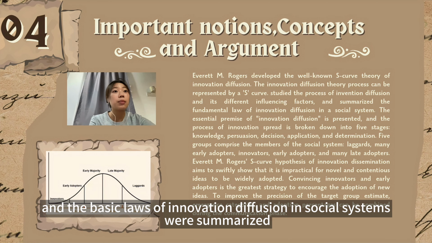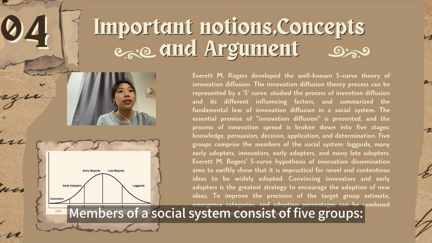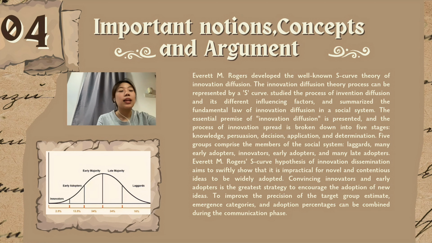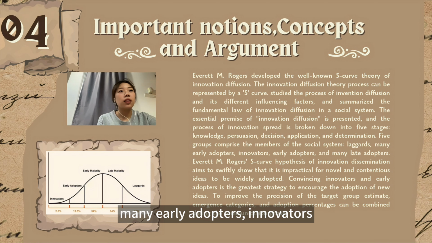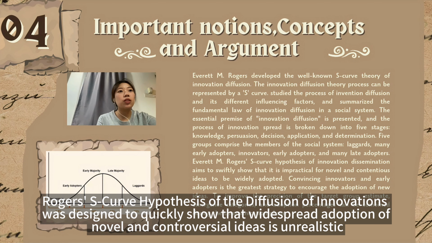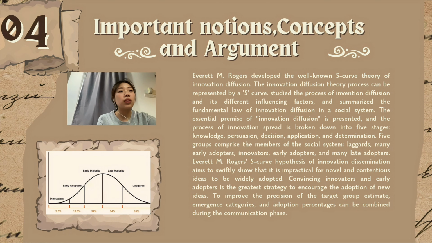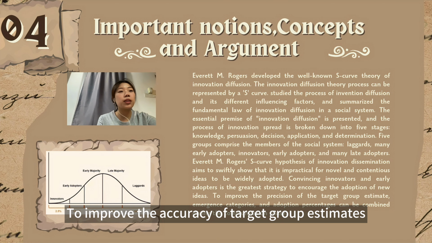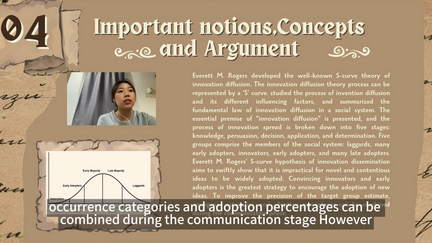social settings were summarized. The social setting consisted of 5 groups: innovators, early adopters, early majority, late majority, and laggards. Rogers' S-curve hypothesis of the diffusion of innovations was designed to quickly show that widespread adoption of novel and controversial ideas is unrealistic. To improve the accuracy of target group estimates, accuracy categories and adoption percentages can be combined during the communication stage.